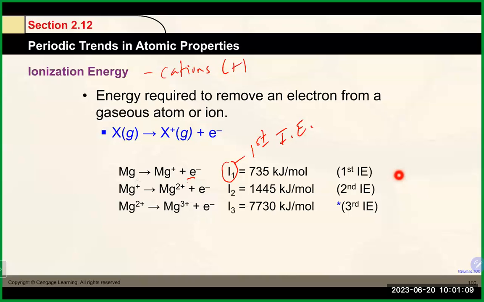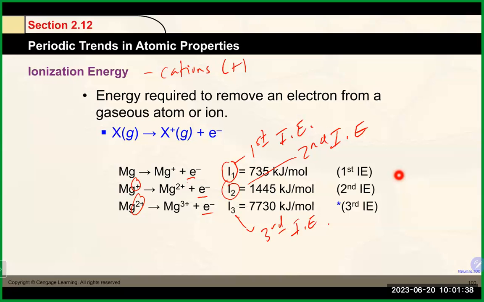After magnesium has lost that electron and has become positive 1, the next electron will come off, and we lose 1 more electron. That is sometimes referred to as the second ionization energy. And let's say, for example, after it lost 2 electrons, it loses another one. That would be referred to as the third ionization energy.